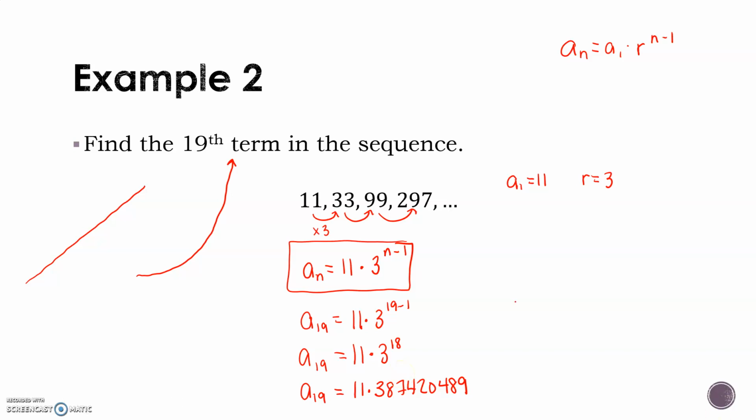And when we do 11 times that, we get 4,261,625,379.